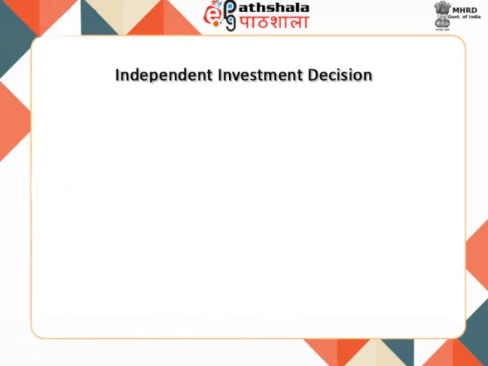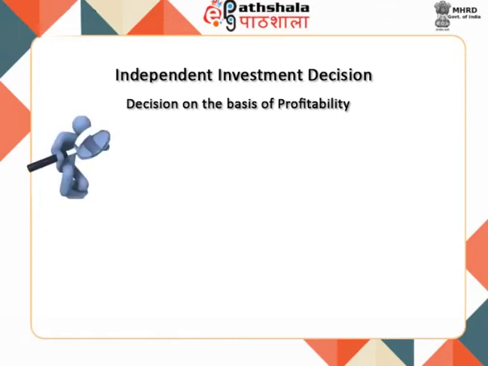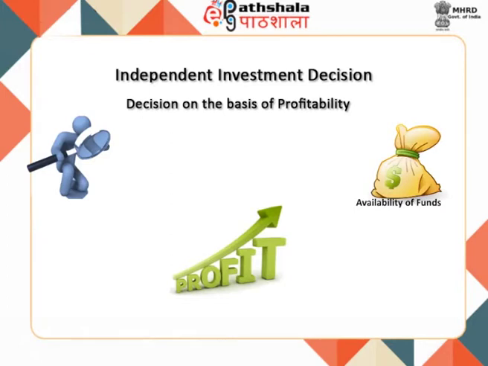Independent investment decision. These decisions are taken on the basis of profitability without considering any other option. For example, a manufacturing company may be considering expansion of its plant capacity to manufacture additional units, and addition of new production facilities to manufacture a new product line. Depending on their profitability and availability of funds, the company may undertake either one or both of the investments.